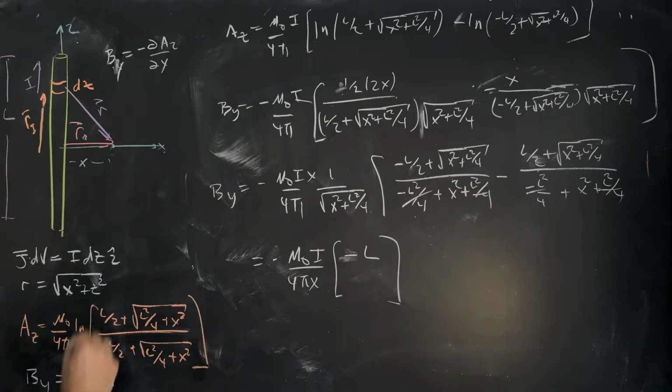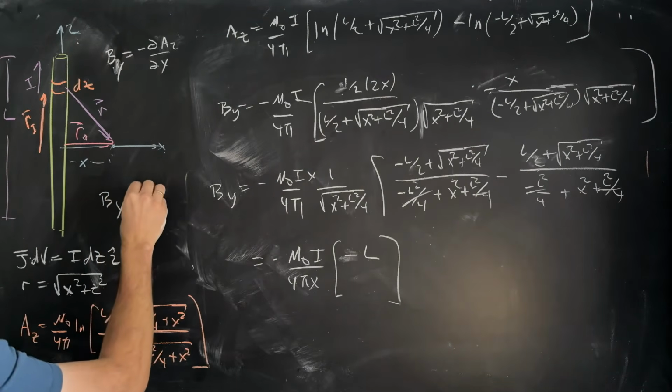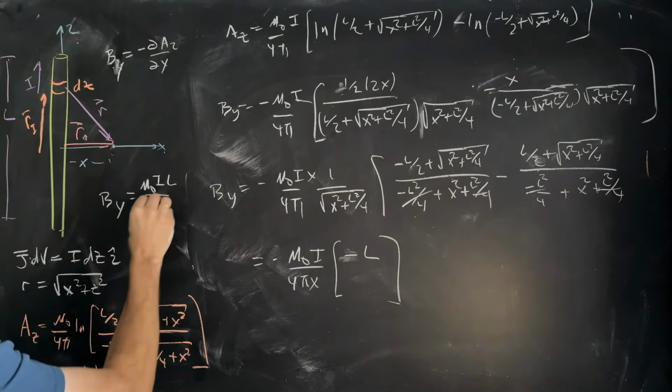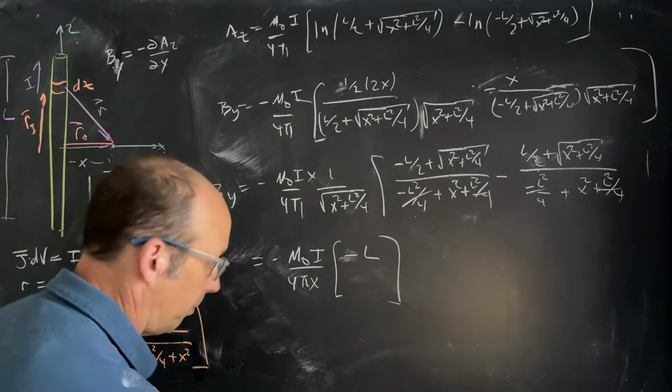So I'm just going to put that over here. I feel like it's not completely right. Mu naught I L over 4 pi x. I feel like there should be a square root in there somewhere, but that's fine.